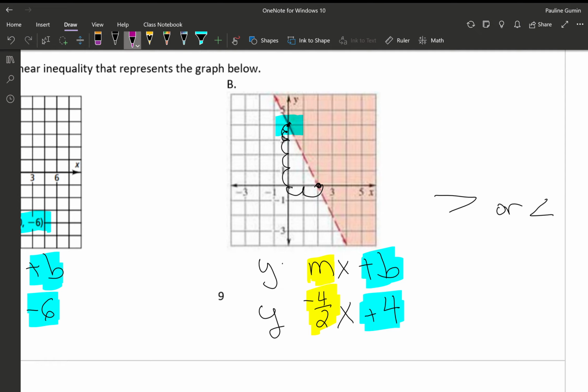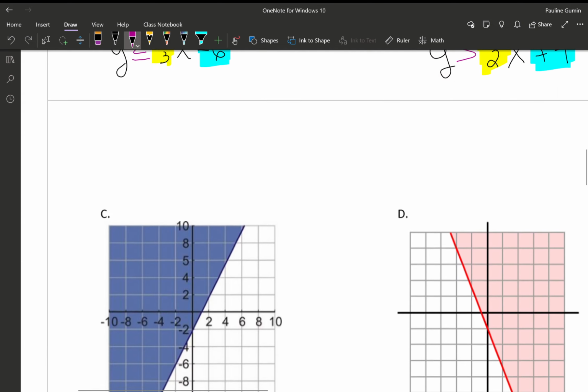Let's see where it's shaded. I'm going to put my pencil on my line and I'm going to just draw an arrow where it's shaded. And that's right here. That's going up. That means we have a greater than symbol. Fantastic. Well, onwards we go.